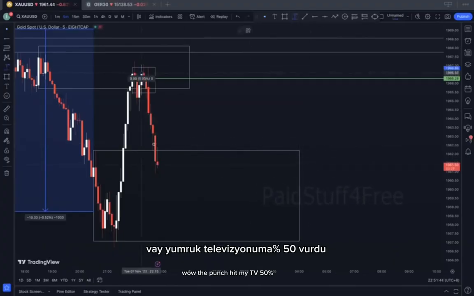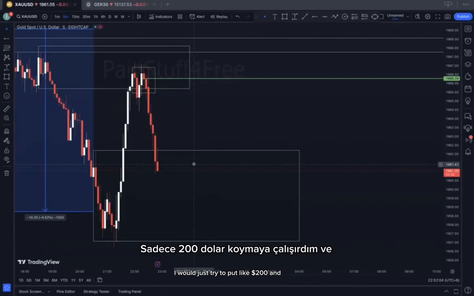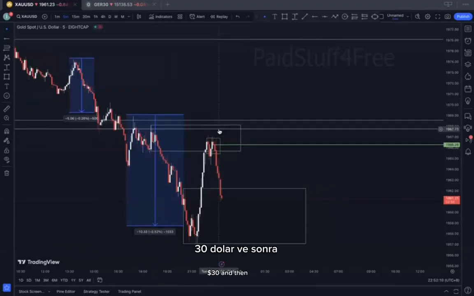Wow, the price hit my TP 50%. Oh, nah, it's not in the UK as well. It's okay, it's all right. I mean, I would just try to put like $200 and try to reach like $30K. And yeah.